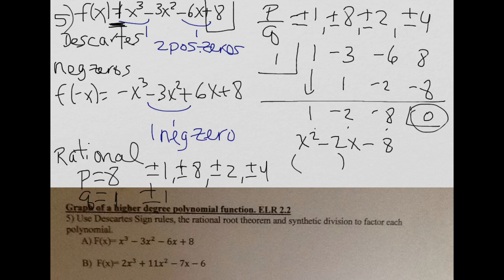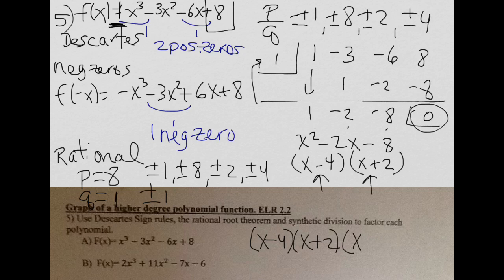So now let's factor this. Factors of negative 8 that add up to negative 2. Negative 4 times a positive 2 gives me negative 8, and at the same time adds up to negative 2. So what's the complete factored form? I have this one, and I can't forget the 0 that I divided by that number. So my complete factored form is x minus 4, x plus 2, and x minus 1.